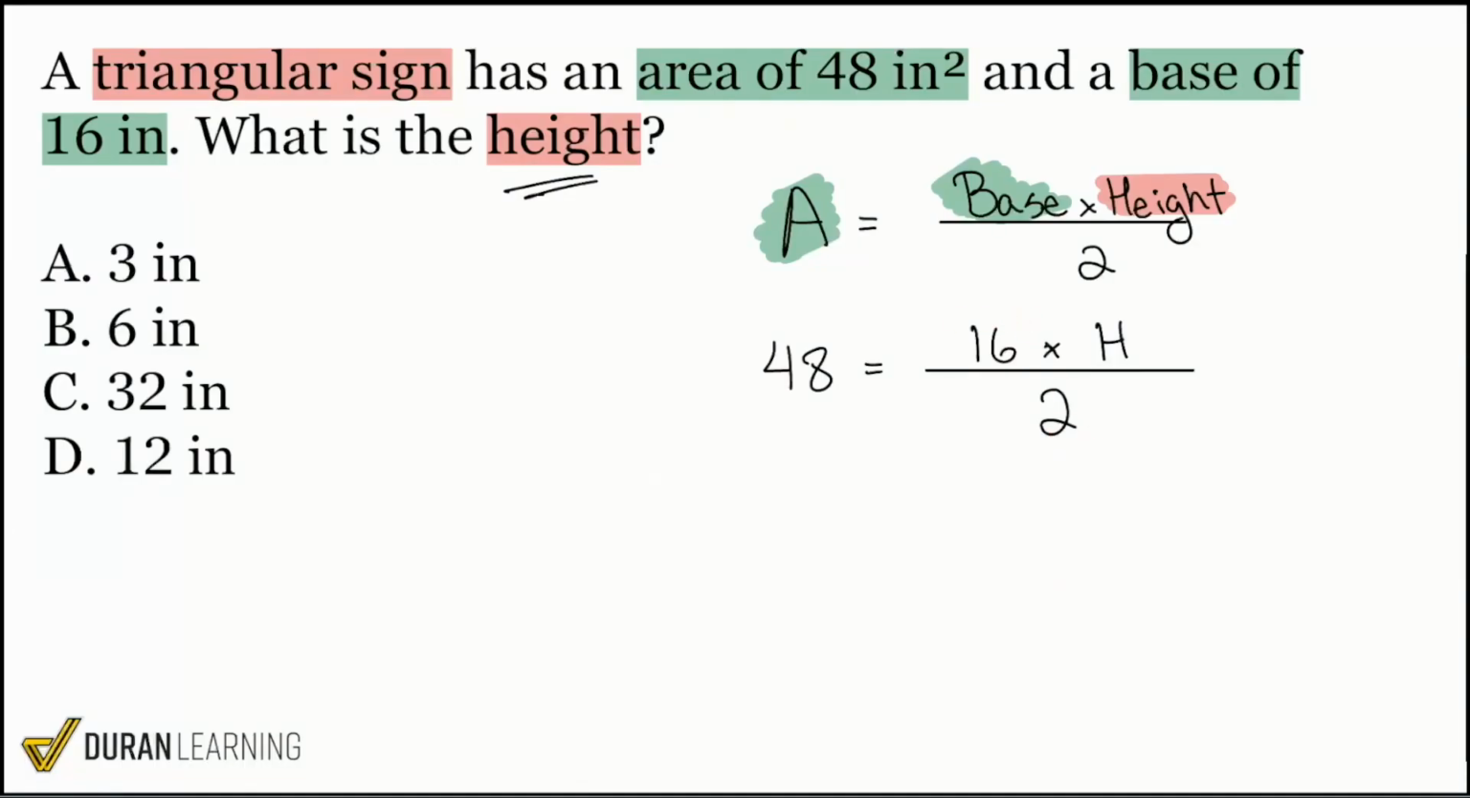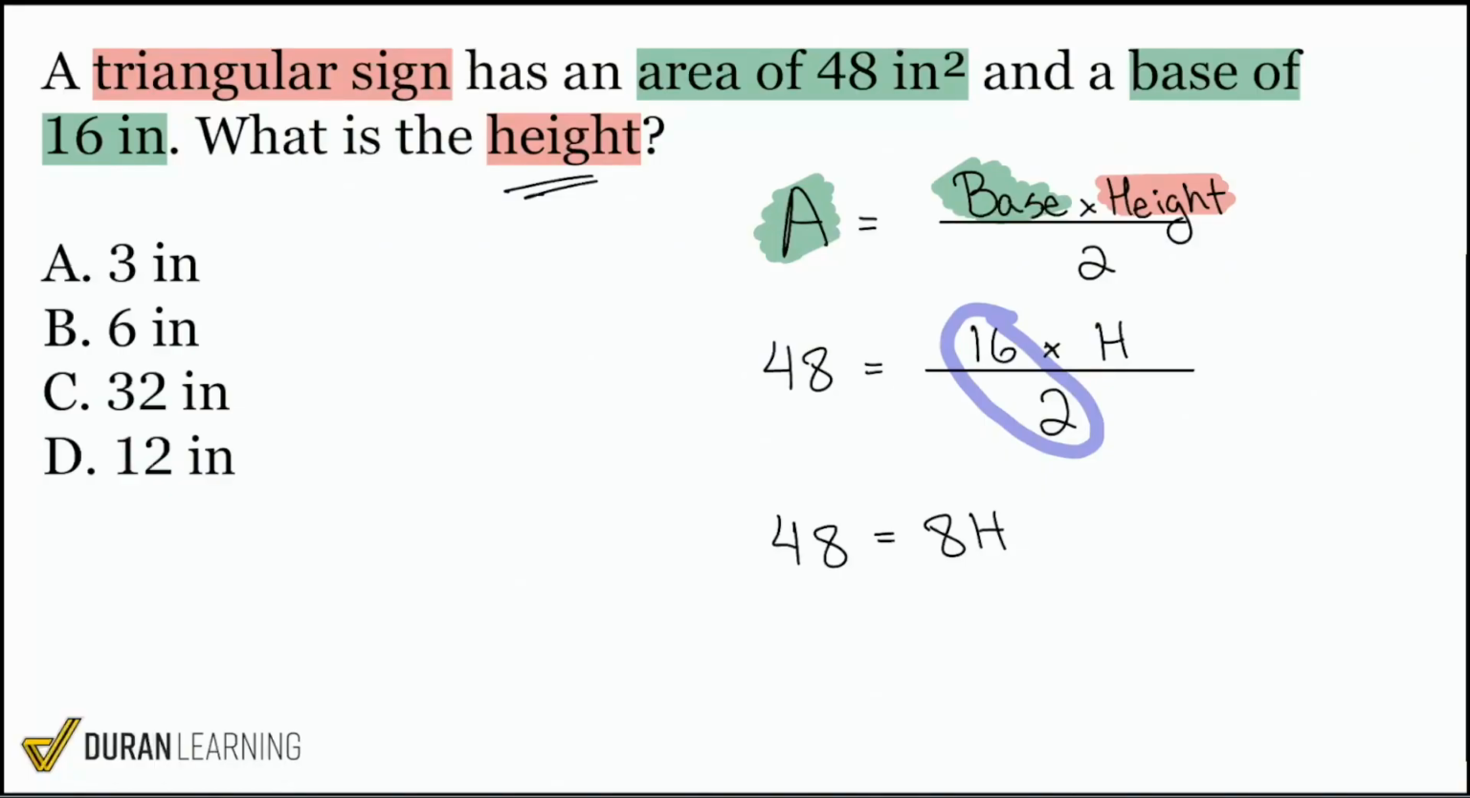Everybody, what is 16 divided by 2? That's going to be a pretty convenient one. That is going to be 8. So if I take the 16 and the 2 together, you can divide those and get 8. So this turns into 48 equals 8 multiplied by H.